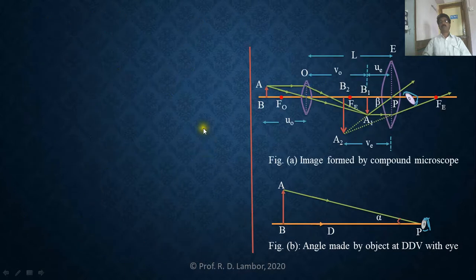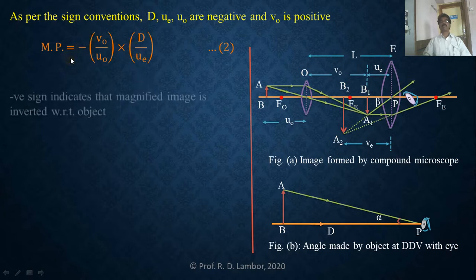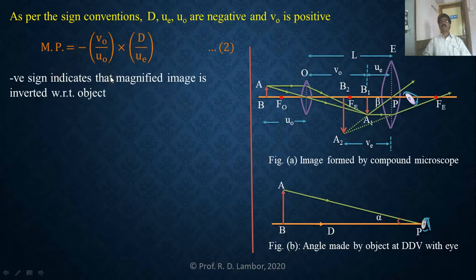So the magnifying power of the compound microscope is equal to minus of the product of these two. And what does the negative sign in this magnifying power indicate? See here, the negative sign indicates that the final image, which is the magnified image, is inverted with respect to the object. So the final image is inverted with respect to the object, as indicated by the negative sign in the expression for magnifying power.